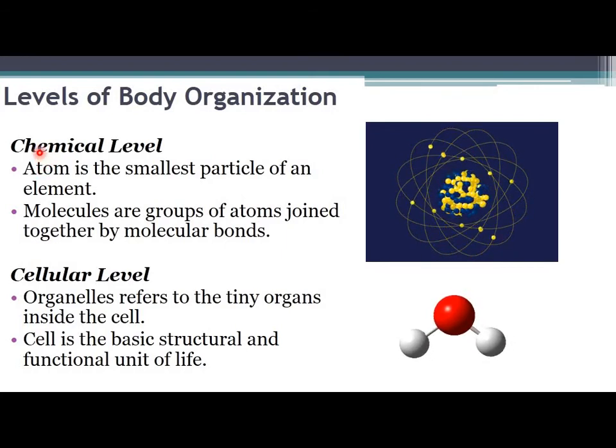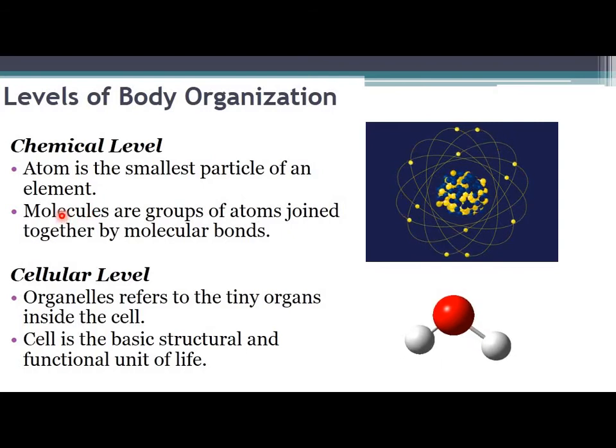Hydrogen, nitrogen, oxygen, phosphorus, and sulfur. So those are the 6: carbon, hydrogen, nitrogen, oxygen, phosphorus, and sulfur. Those elements make up 98% of the body of an organism. And again, we are talking about the chemical level.